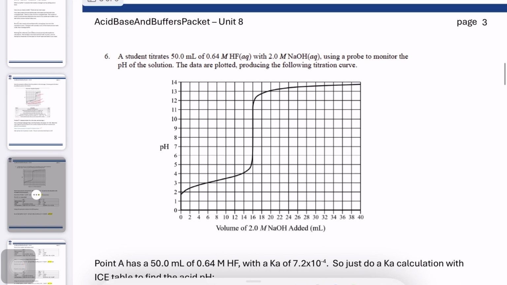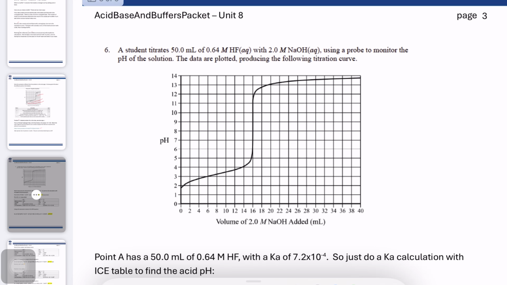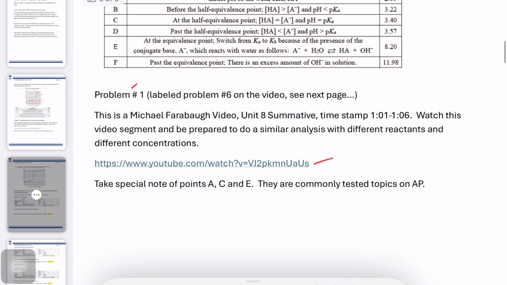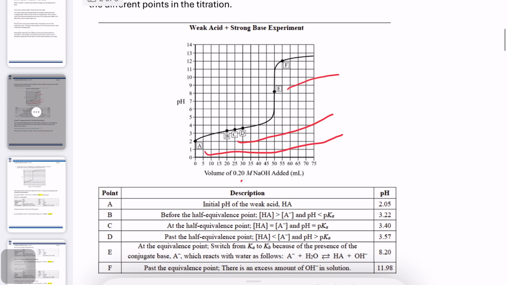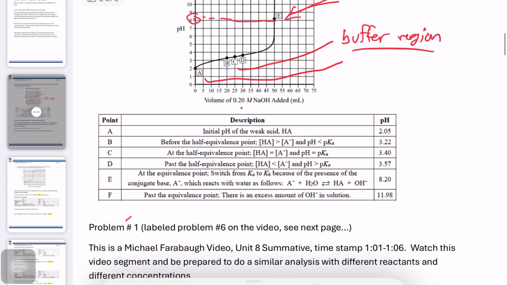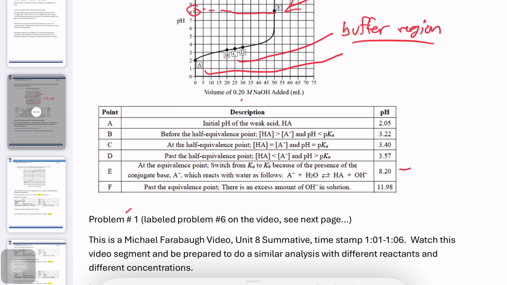So here's his problem number 6, and we're going to work those different points. Point A is going to be just the pure weak acid. Points B, C, and D are going to be in the buffer region, close to the halfway titration point. Then point E is going to be the equivalence point, where it is not going to be a neutral equivalence point because we have a conjugate base. We will see it's going to be either fluoride or acetate, and we're going to do a Kb expression, which is notated right here in point E.